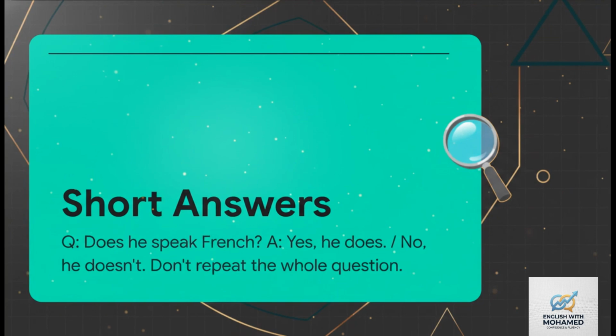And hey, you want to sound more like a native speaker? Here's a pro tip. Use short answers. If someone asks, "Does he speak French?" you don't need to repeat the whole sentence back. You just use the helper verb. Yes, he does, or no, he doesn't. It's quick, it's efficient, and it's how real conversations actually flow.